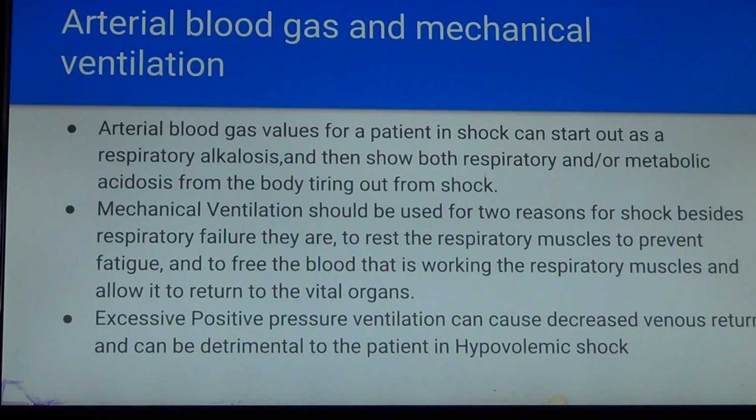Mechanical ventilation should be used for two reasons for shock besides respiratory failure. The two reasons are to allow the respiratory muscles to rest to prevent fatigue, and to free up the blood that is flowing to the respiratory muscles and allow that blood to go elsewhere, like the other vital organs. Excessive positive pressure ventilation can cause a decreased venous return and can be detrimental to the patient, especially a patient who's in hypovolemic shock. So when using positive pressure ventilation, you want to be careful of venous return. Make sure you're monitoring that carefully.